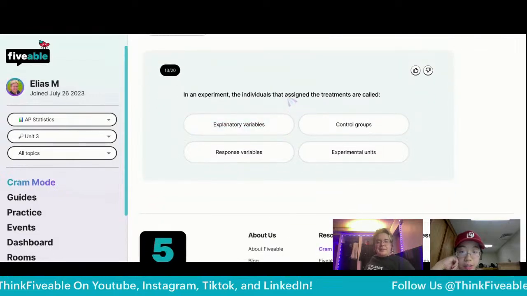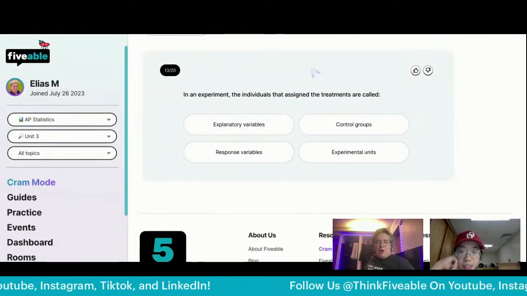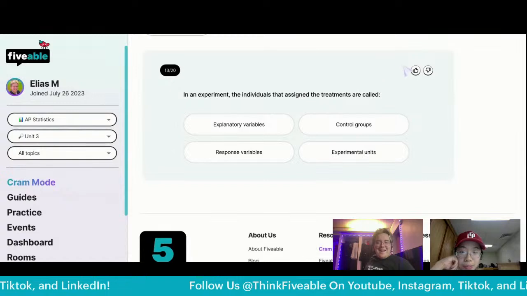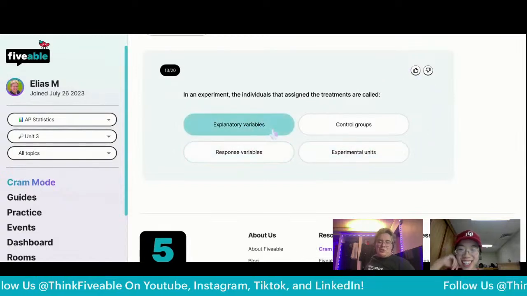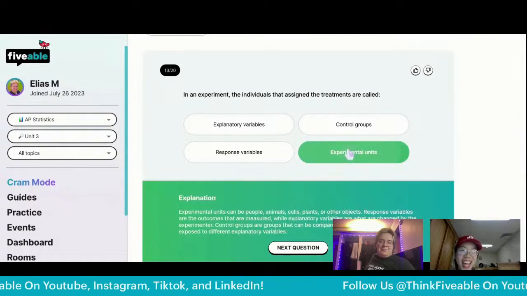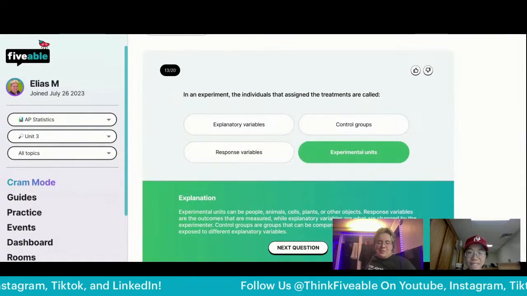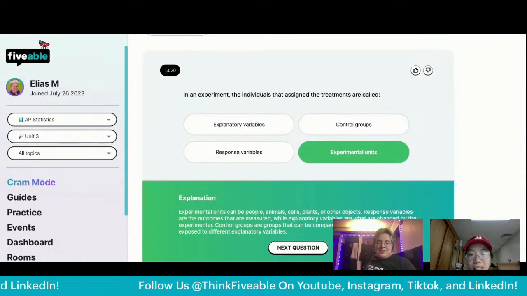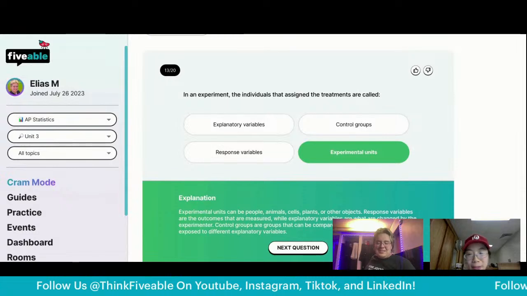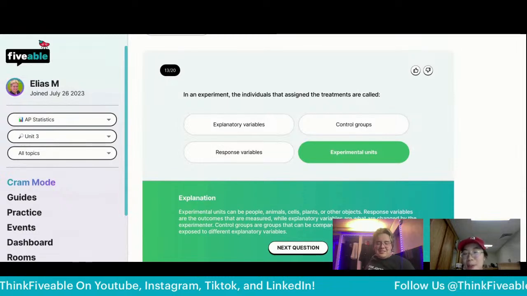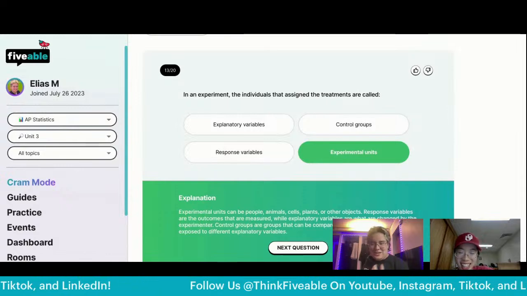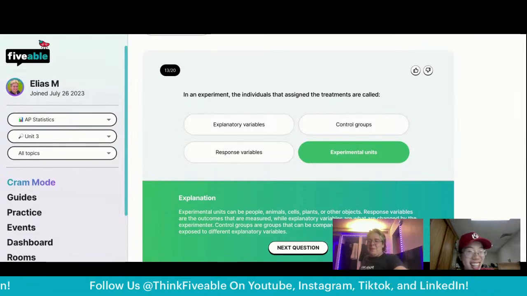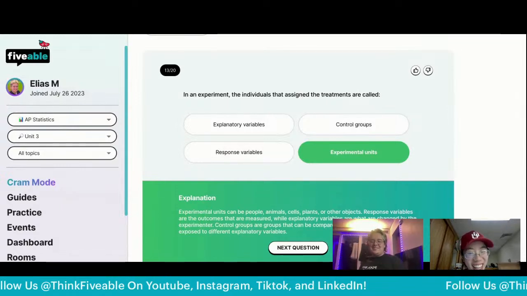Okay. In an experiment, the individuals that are assigned treatments are called... They're the variables here. You're so right, actually. Yeah, the things that are being experimented on are in fact... For people, they prefer you use subjects instead of experimental units. I don't. They refer to me as a unit and a unit only.